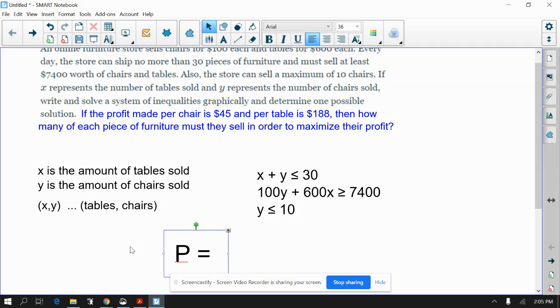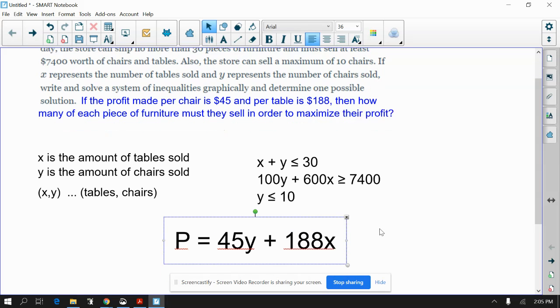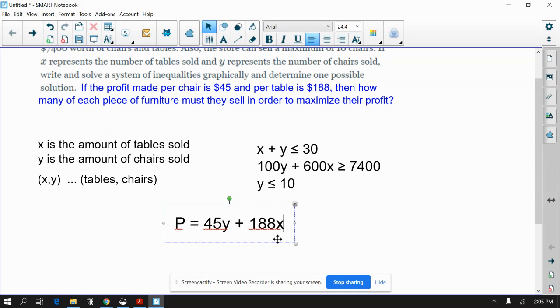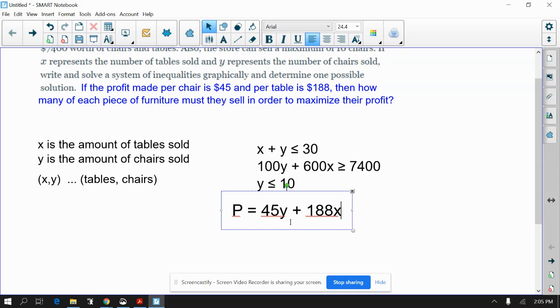P for profit equals $45 per chair. Well, chair was y, so 45y plus 188x. That is my profit equation, and I want this to be maximized. Remember when we had an ordered pair (15, 5) was a solution? Well, if I do sell 15 tables and 5 chairs, then what's my profit?